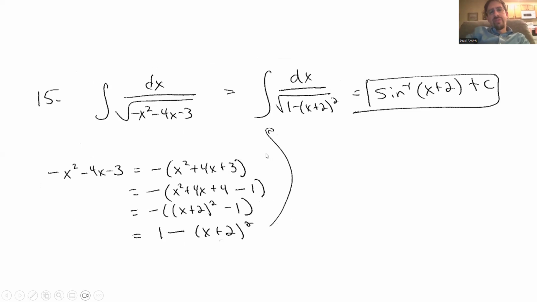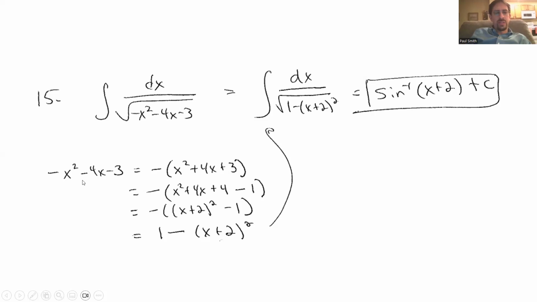The last one here, number 15, uses a very similar process. The integral of dx over the square root of negative x squared minus 4x minus 3. What you may notice is that a square root with an x squared maybe gets you to think about inverse sine, all right? And in fact, that's what this is. So let me show you how we would complete the square in this one to get that.